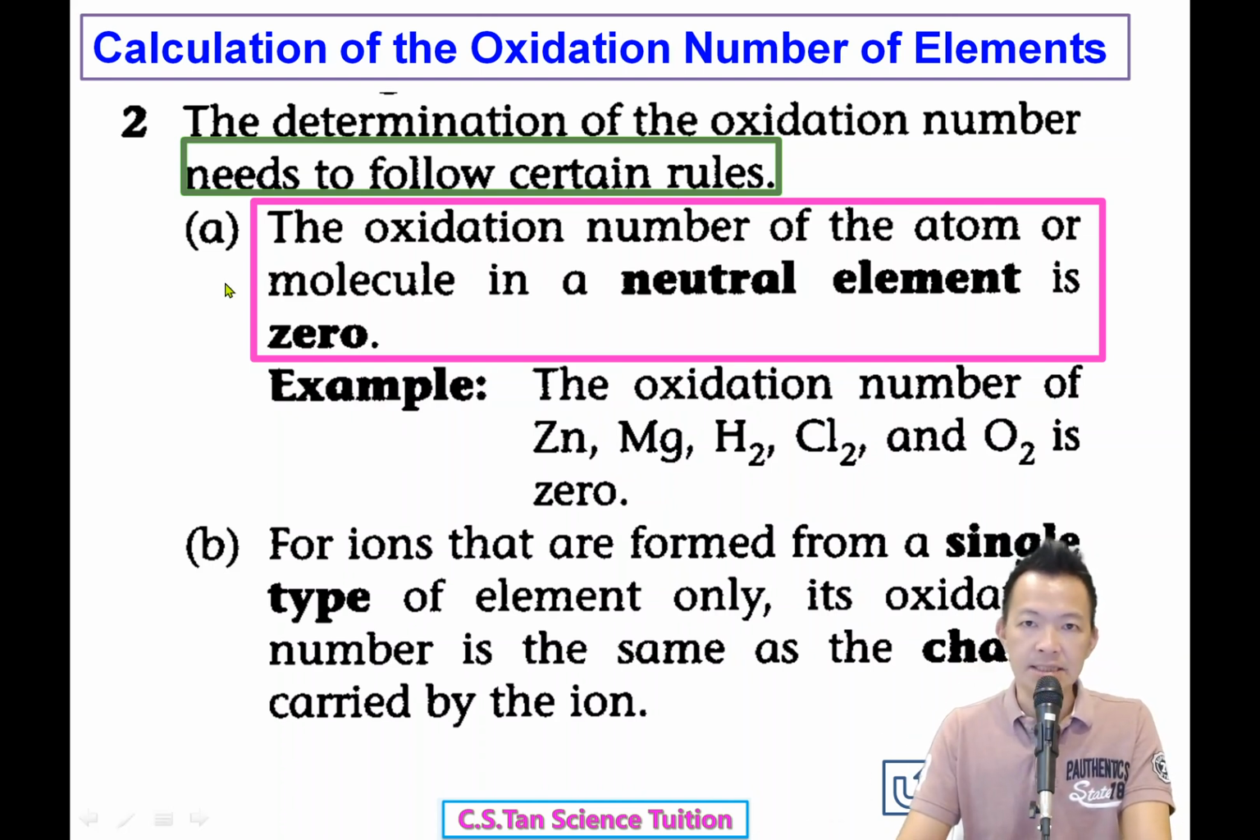But any example, okay? So zinc atom is neutral, so the oxidation number is 0. Magnesium atom is neutral, so that oxidation number is 0. Hydrogen molecule, the molecule, okay, it is neutral, so the oxidation number is equal to 0. Chlorine molecule is also neutral. Or remember, molecule 分子，它们都是 neutral 的。为什么它们都是 neutral 呢？Oxygen molecule, the oxidation number is 0. Or another meaning, they are neutral.